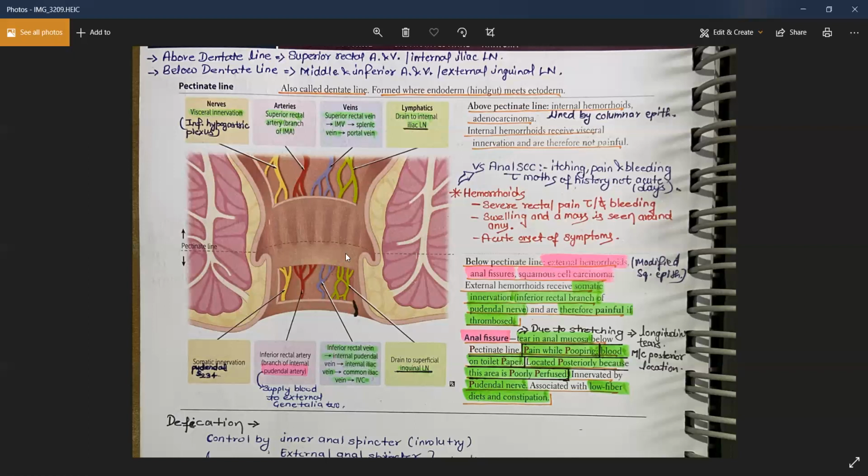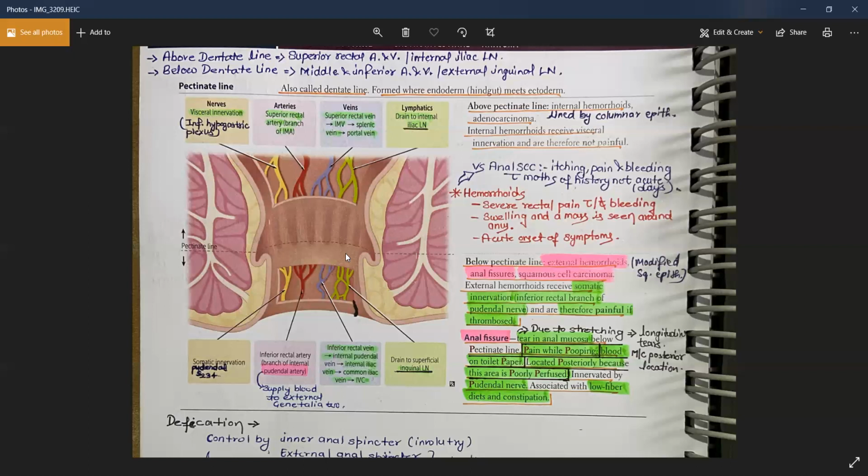So any doubts so far about the nerves, arteries, veins, and lymphatics? I have one question. Yes. Since the inferior hypogastric plexus is giving supply to the area above the pectinate line, it means that the inferior hypogastric plexus is forming from the nerves which are coming from L1 and L2, right? Yes, exactly. Okay, got it.